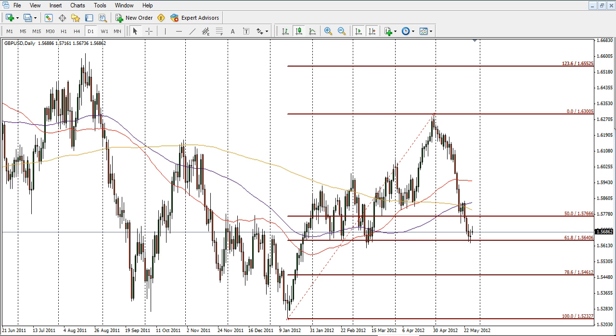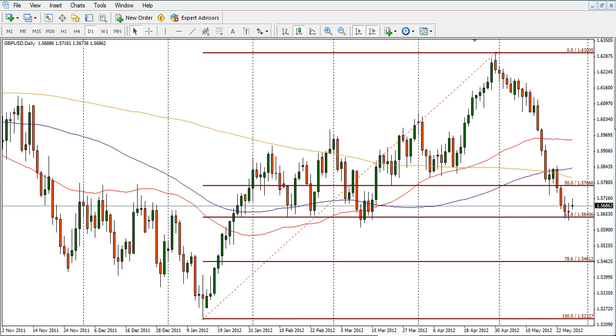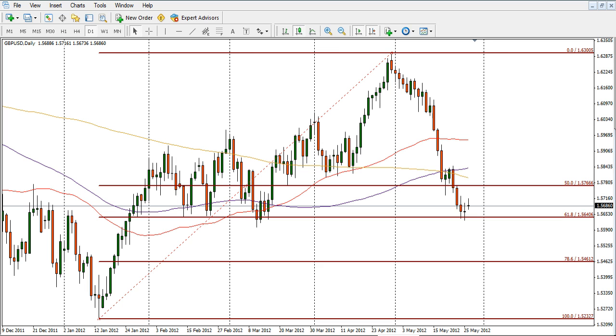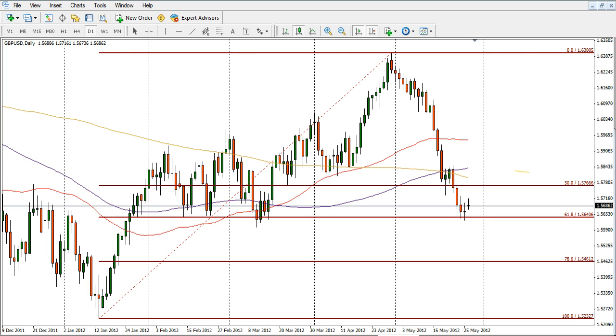What we were speaking about was this fib setup on the daily chart. So we have the 152 low to the 163 high. What it looked like was going to happen is that we were going to get some sort of bounce off of the 50% level. That didn't happen. I mean, we did get quite a nice candle reversal.